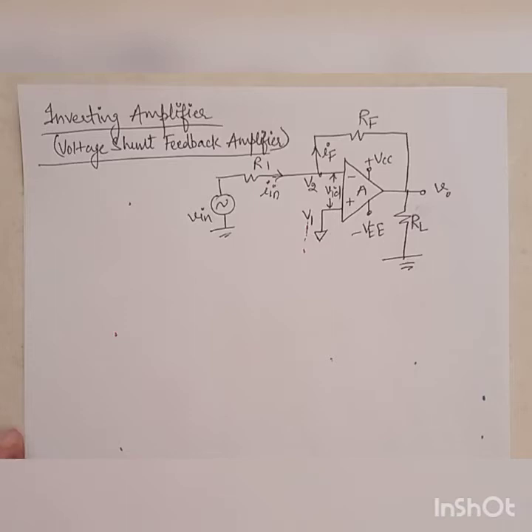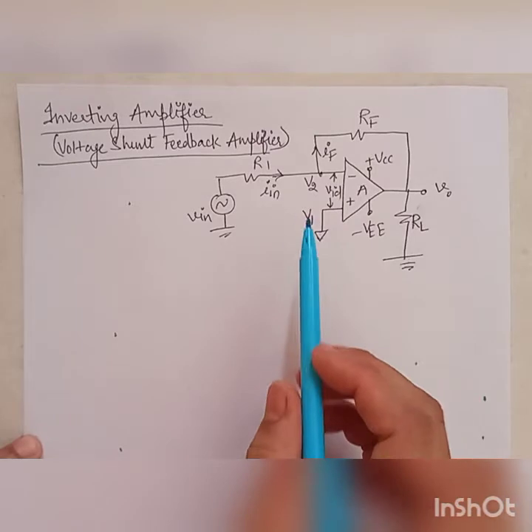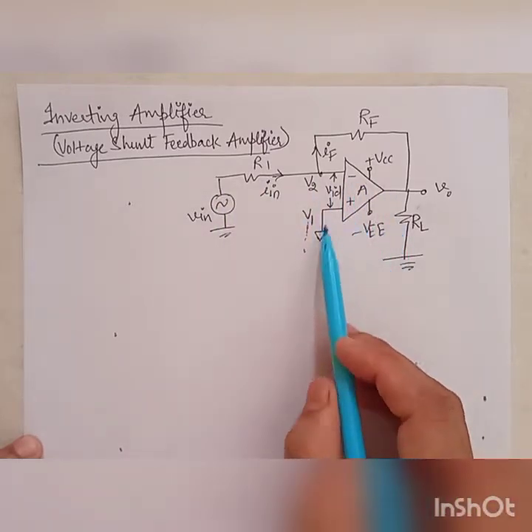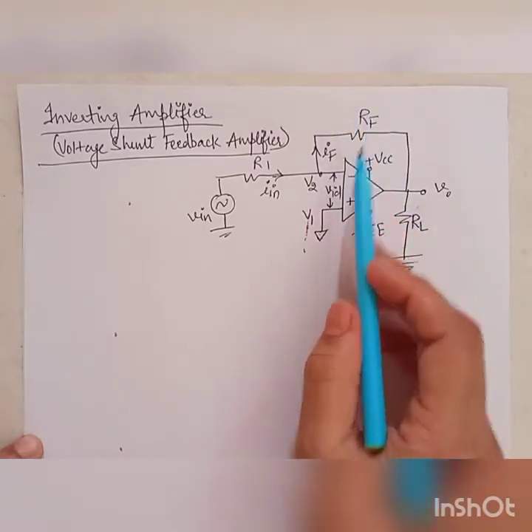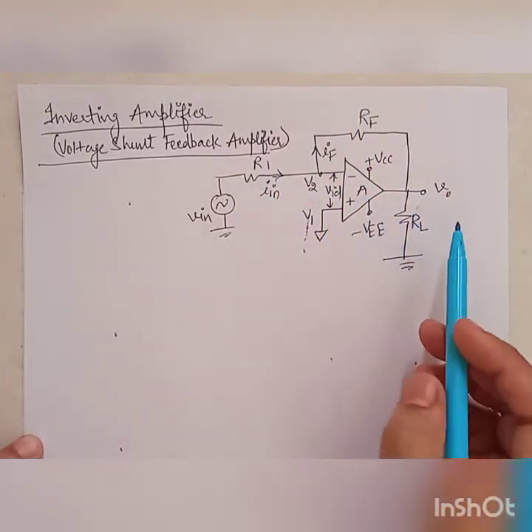Hello everyone, in this lecture we'll be deriving the value of closed loop voltage gain, that is AF, for the inverting amplifier. So this is your inverting amplifier, this is your input which is fed to the inverting pin, and the positive pin is grounded. There is a feedback resistance RF and an input resistance R1 here. There is a load resistance RL here.